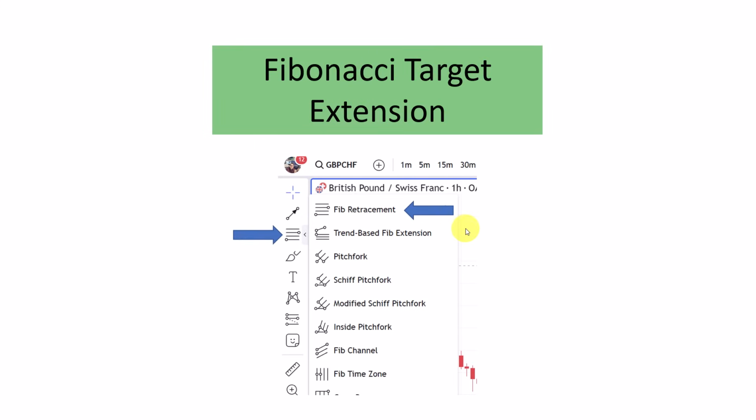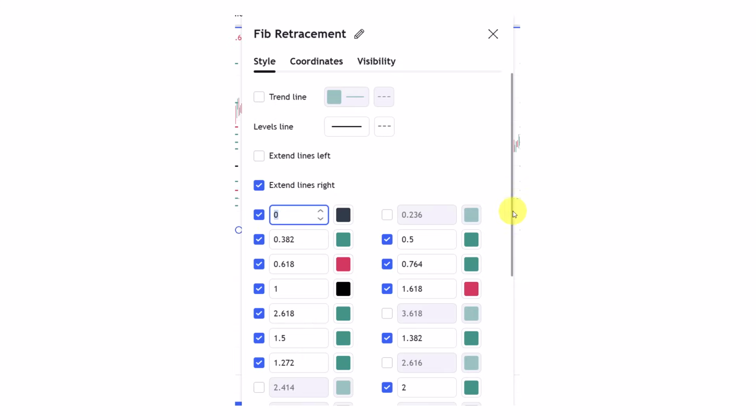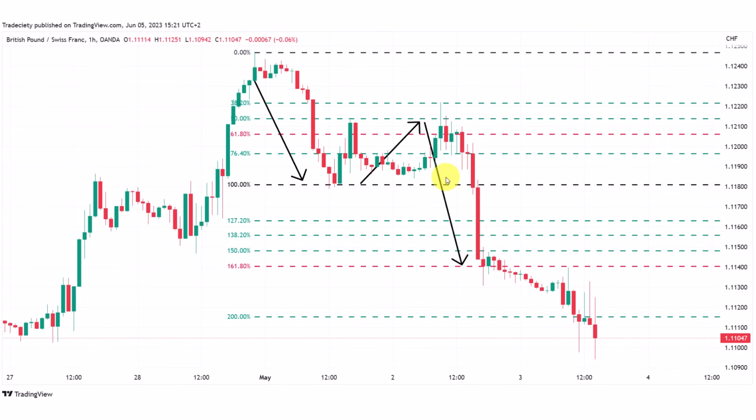I love using the Fibonacci tool. In TradingView, you find it here and then use the Fibonacci retracement. Those are my settings. You can copy them and use them in your own TradingView as well. Fibonacci targets are used in trending markets. What you do is that you draw and drag your Fibonacci from the high point to the end point of the first trend wave. Then the Fibonacci retracement gives you retracement levels.